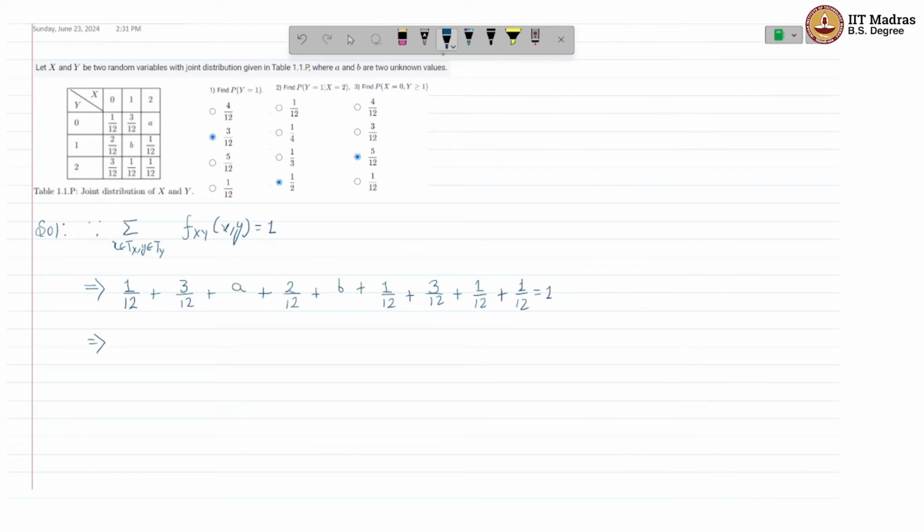On simplification, we get 12 by 12 plus a plus b is equal to 1. This implies that a plus b is equal to 0. And as probabilities can't be negative, this implies that a is equal to b is equal to 0.